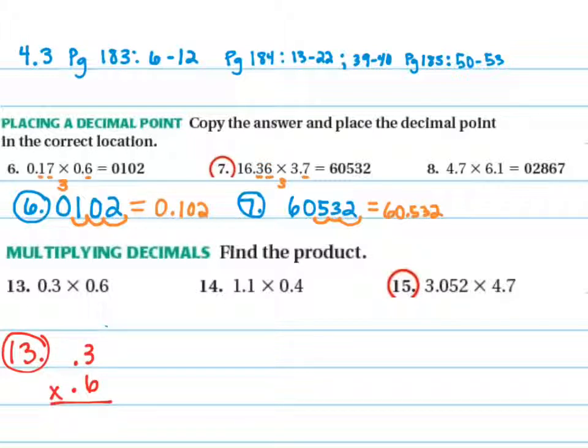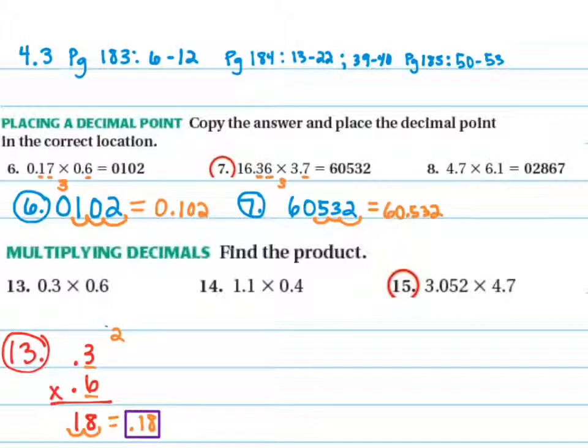times 0.6. Now, remember, all we have to do is figure out how many numbers are behind the decimal. There's 1 there and 1 there, so that's a total of 2. And then we forget about our decimal and go 3 times 6 is 18. And I'm going to move it over 2 spots. So my answer is 0.18. See how simple that is?